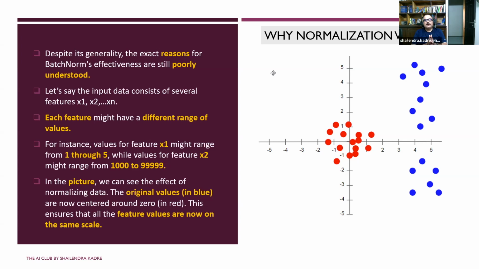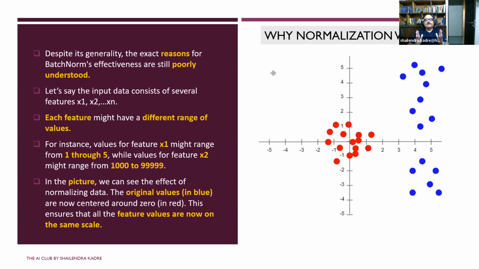Batch normalization will make the training faster. It will reduce the overfitting, but it is not a 100% guarantee. It is one of the tools which can reduce overfitting, but not with a 100% guarantee. So that's how it works.